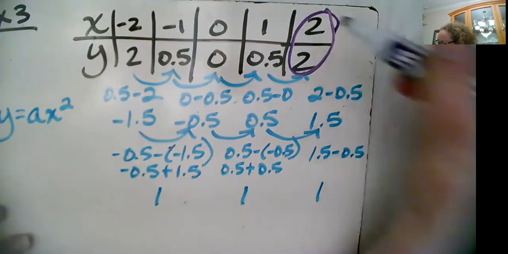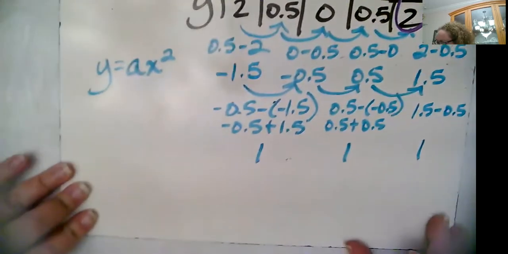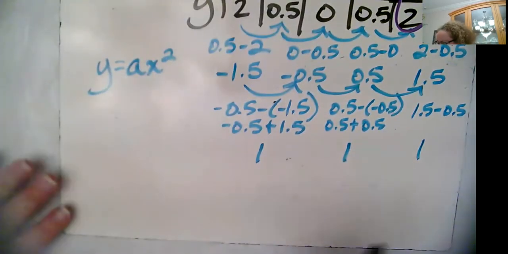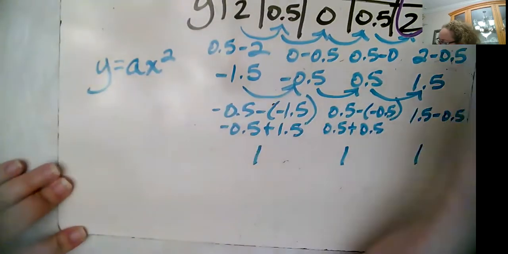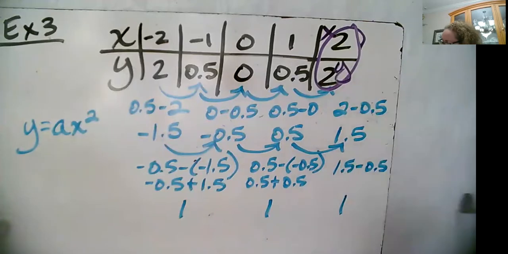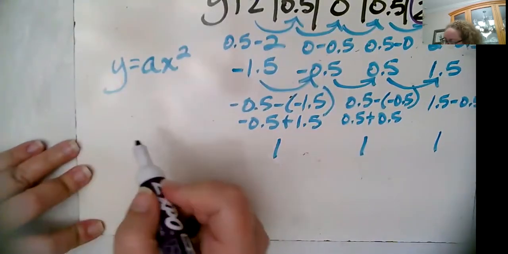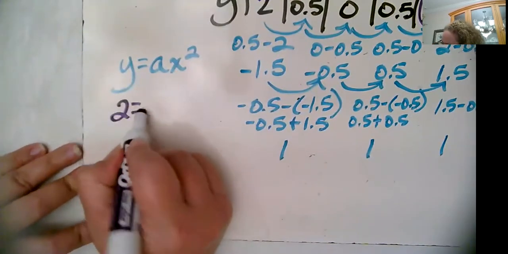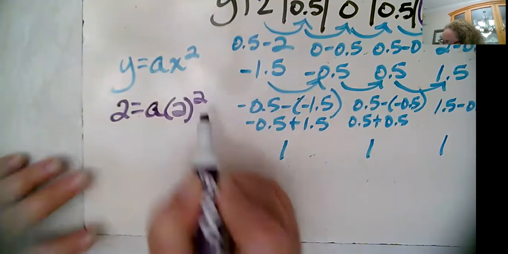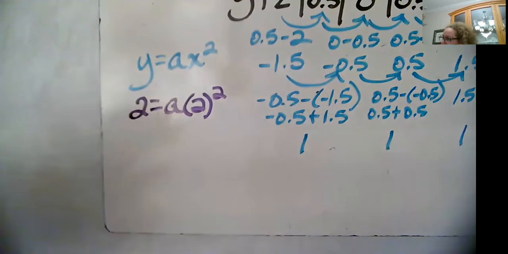I'm going to pick this point right here, 2, 2. Of course, the book does not pick that. They pick a decimal, but we're going to make life easy. So don't forget, this is an x. This is our y. Going to plug it in here. So y is 2. The a is what we're looking for, and our x value is 2. And don't forget, it's squared.